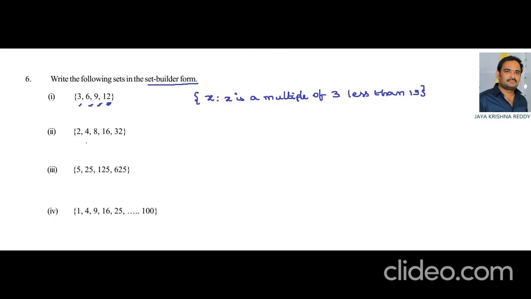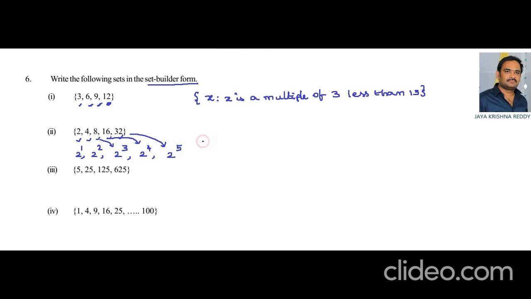For the next set, observe the elements are 2, 4, 8, 16, 32. That first number 2 is nothing but 2 to the power of 1, and the second number 4 is nothing but 2 to the power of 2, and the third number 8 is nothing but 2 to the power of 3, and the next number 16 is nothing but 2 to the power of 4, and the last number is nothing but 2 to the power of 5. This is the common property of the numbers.